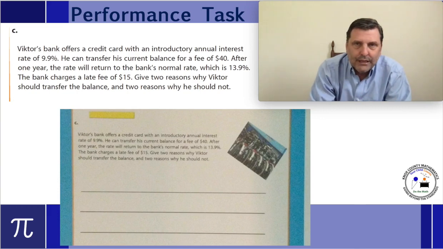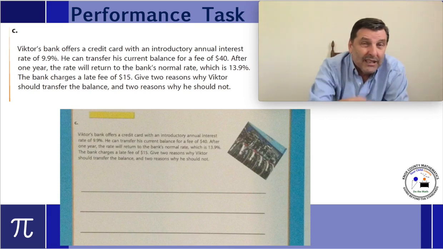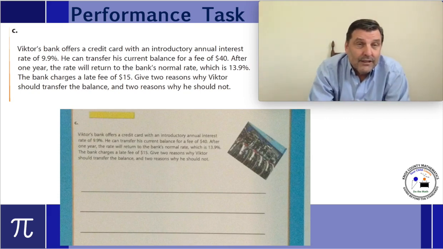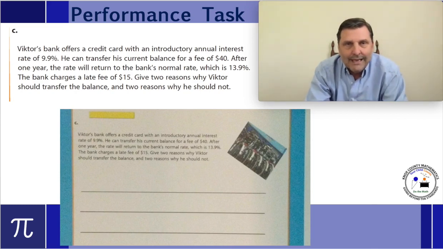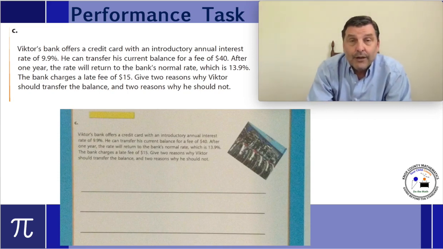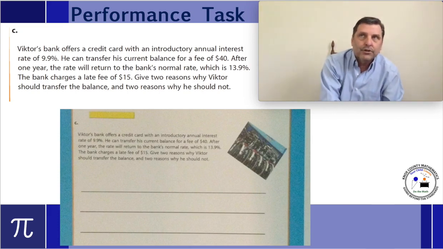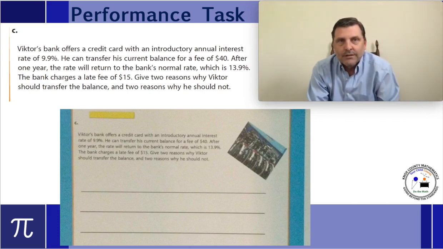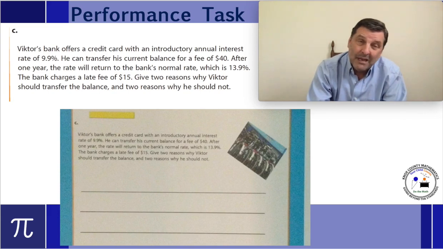There are multiple answers you could give here, but let me give you a couple. Two reasons why he should transfer. Well, the interest rate of the new bank is 9.9% originally and 13.9% after 1 year, and both of those are still less than what he's paying now, 14.9%. Remember, the interest rate is how much they're going to charge him to borrow the money. Either the introductory or the normal rate is still less than what he's paying now, so that might be better.